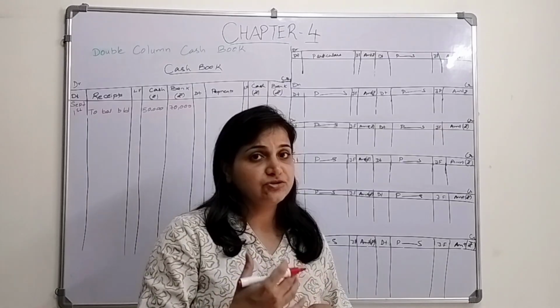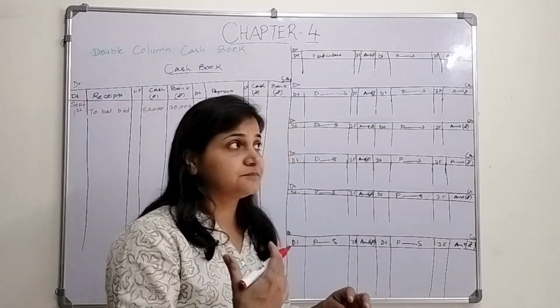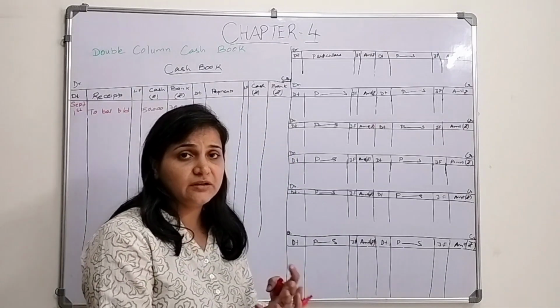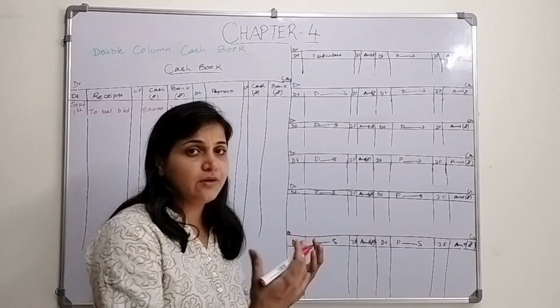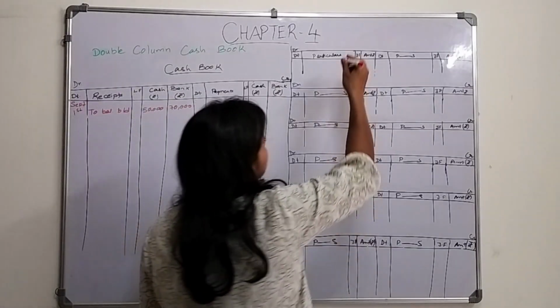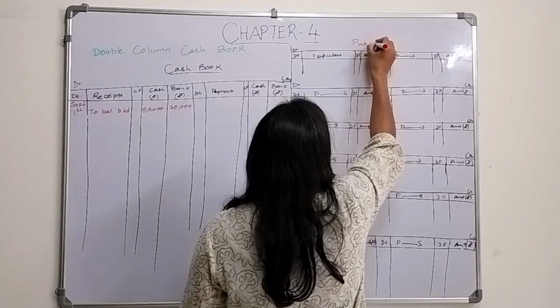Let's say I purchase goods by making a cash payment. What will be the entry? Purchase account debit to cash account. So let's make a purchase account.